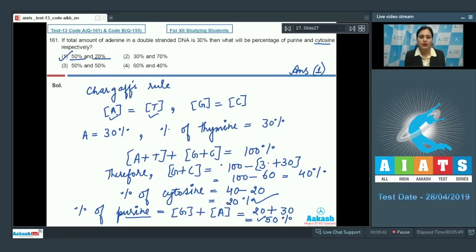Let's discuss rest of the options. The next option is 30% and 70%, and this cannot be a correct answer. 50% and 50% is an incorrect option. 60% and 40% is an incorrect option, because 60% is the total percent of G plus C and 40% is the total percentage of amount of adenine and thymine. So the correct answer is option number 1. Let's discuss our next question.